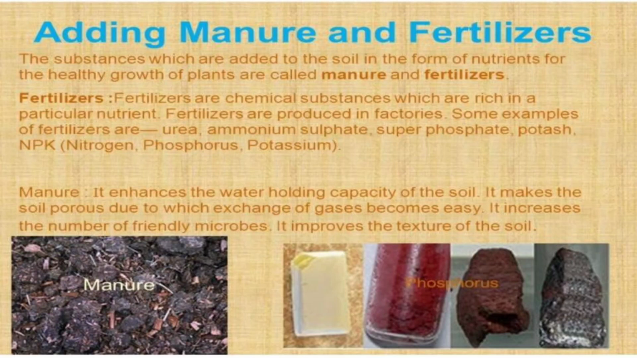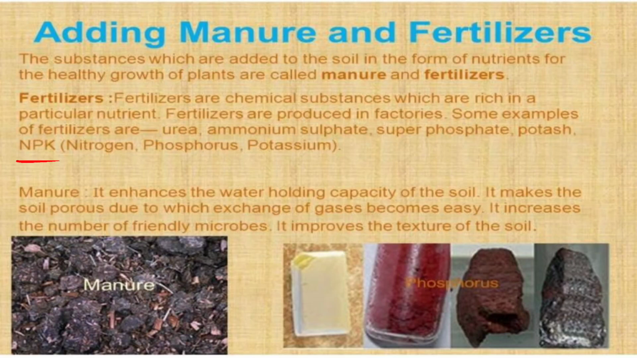So first of all, what is a fertilizer? Fertilizers are chemical substances which are rich in a particular nutrient. Fertilizers are produced in factories. Some examples of fertilizers are urea, ammonium sulfate, superphosphate, potash, and NPK. NPK stands for nitrogen, phosphorus, and potassium. These are some of the fertilizers used for the healthy growth of the plant, and they are rich in a particular nutrient.